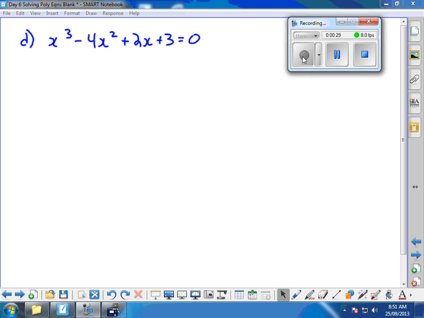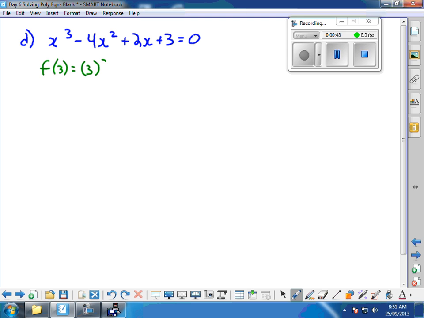So you've had a chance to try this on your own, or you might be trying it on your own. We're going to go off and see how it goes. So of course we have to guess some numbers, either positive 1, negative 1, positive 3, or negative 3, and for no apparent reason I'm just going to guess 3.